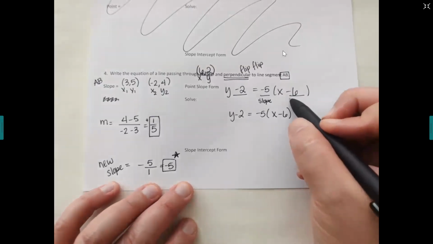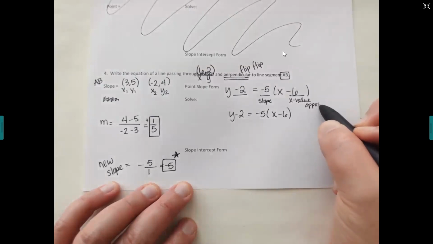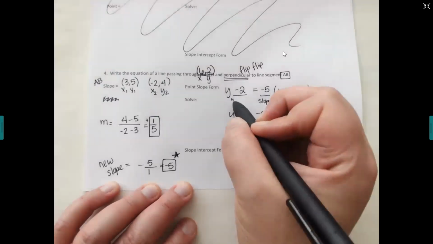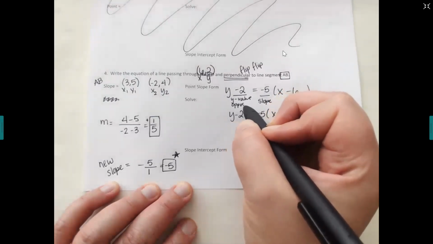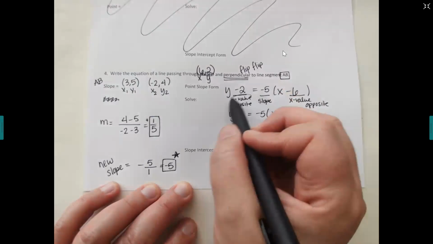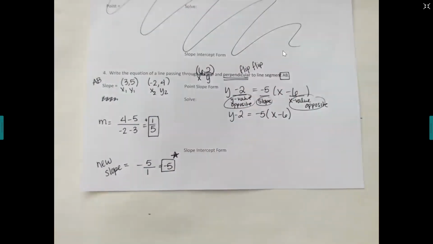So this is the x value opposite. This is the y value opposite. But remember, those come from the point that you're trying to pass through.